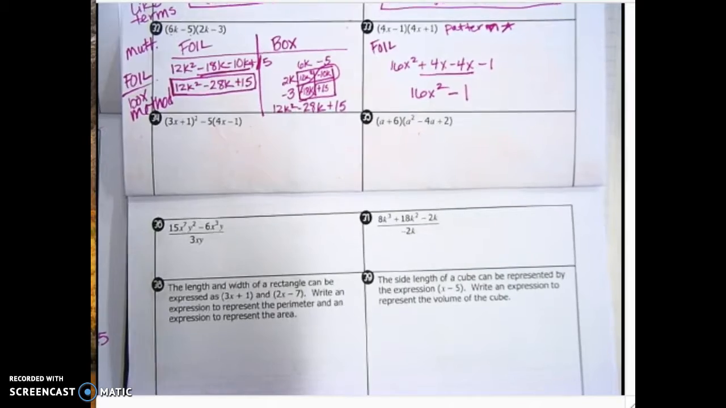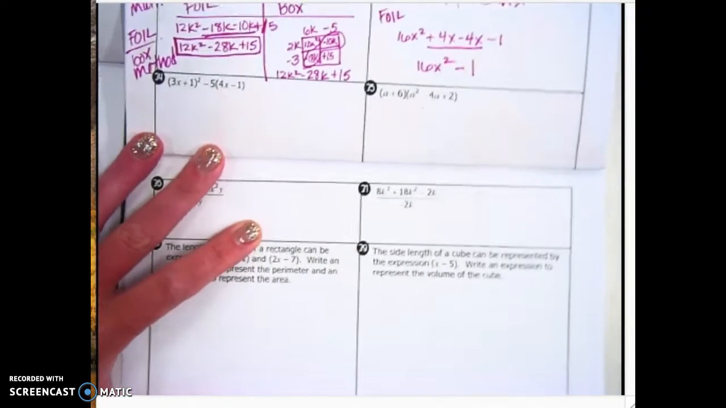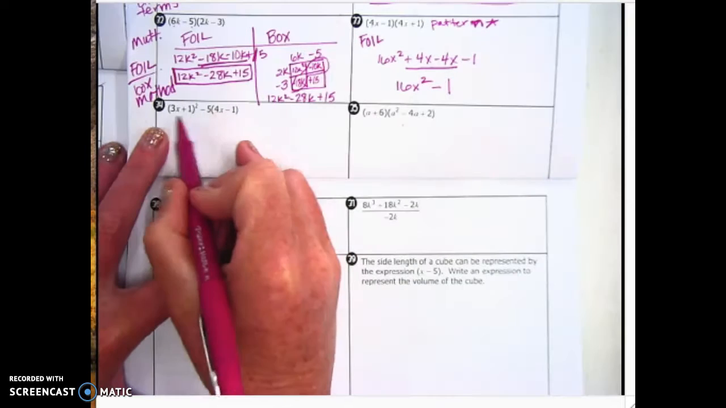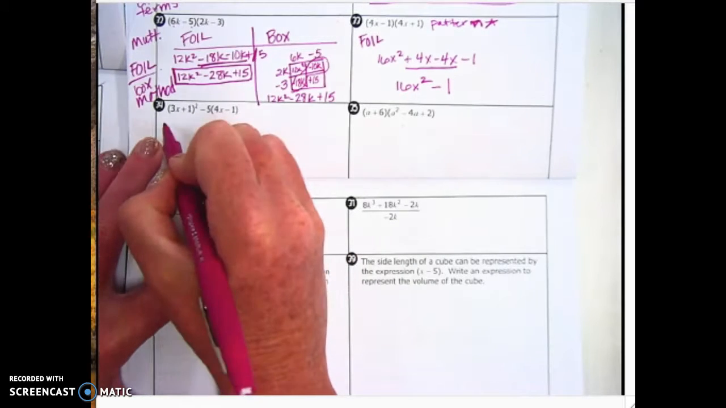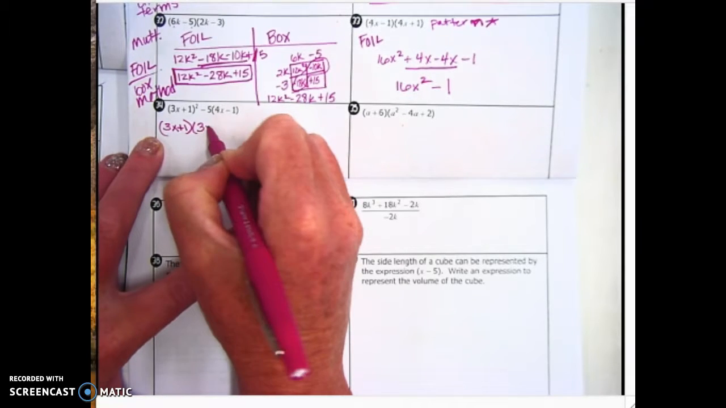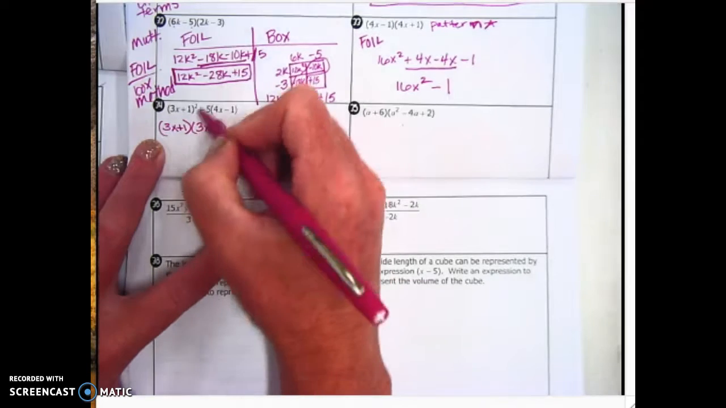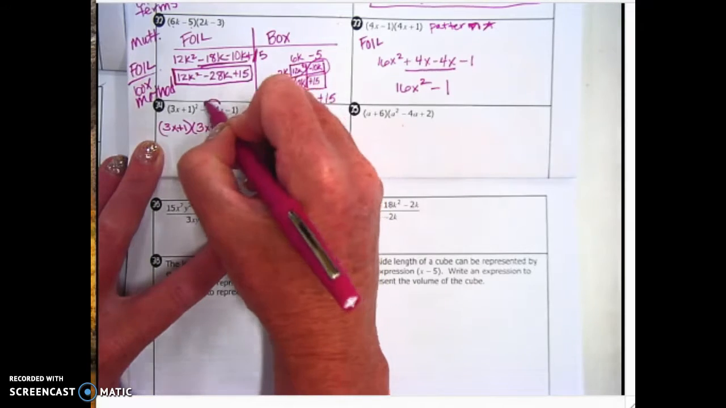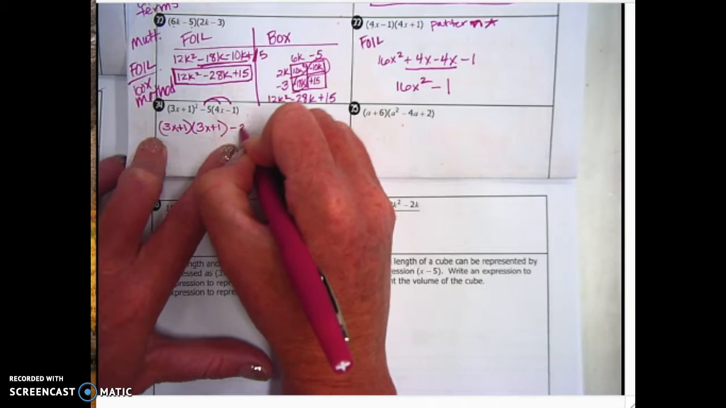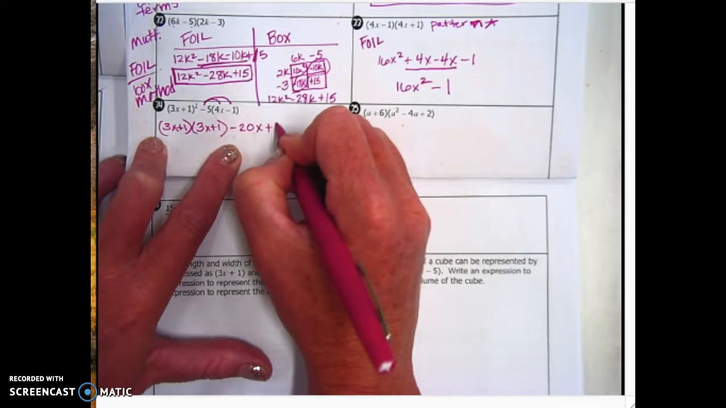Number 34 is kind of special because it's combining a couple things into one problem. For instance, this binomial 3x plus 1 is being squared. That means to take 3x plus 1 and multiply it times 3x plus 1. The second part of this problem, we need to distribute here and here. So we're going to take negative 5 and multiply it by 4x, which gets us negative 20x. And then we're going to take negative 5 again and multiply it by negative 1, which gets us plus 1.